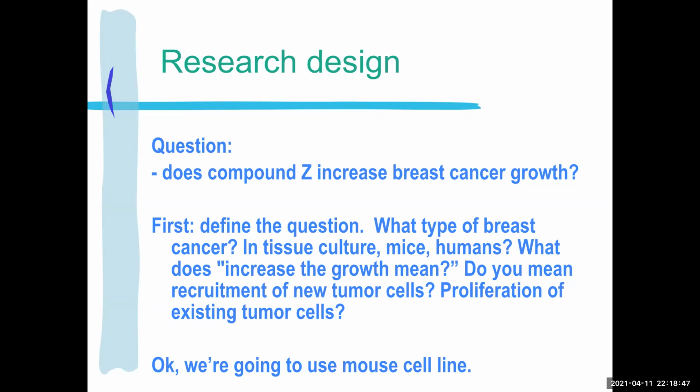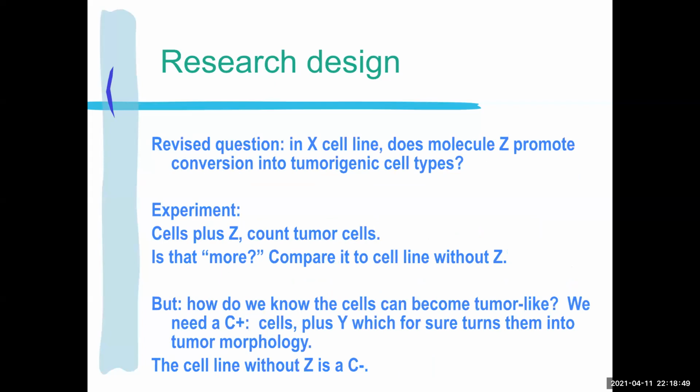So, okay, I decided we're going to use a mouse cell line, and I'm going to look for new tumor cells, so conversion of regular cells into tumorigenic cell types. I've picked a cell line X, and does this molecule Z, this new exciting molecule, promote conversion into tumorigenic cell types? Here's the experiment. I'm going to add Z to the cells, and then I'm going to count cells that are tumor cells. That is the assay. Counting the tumor cells is called an assay.